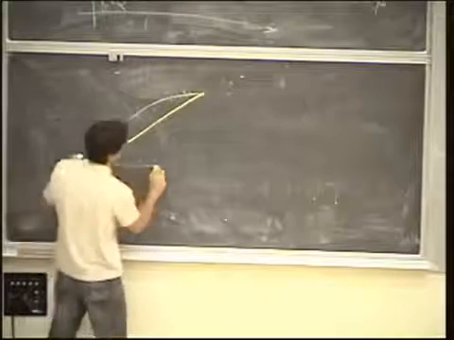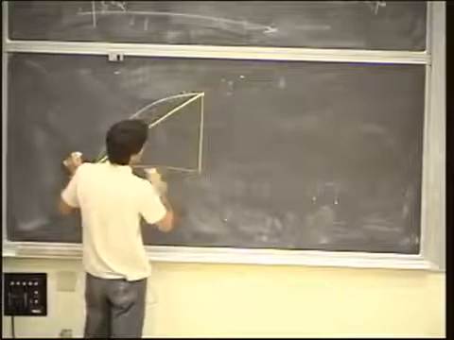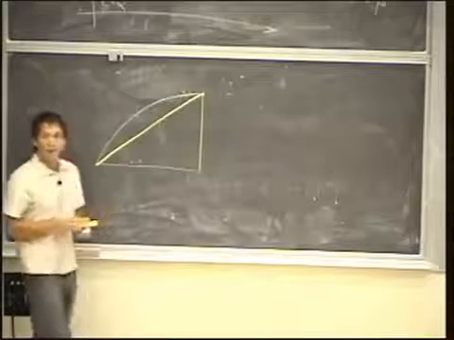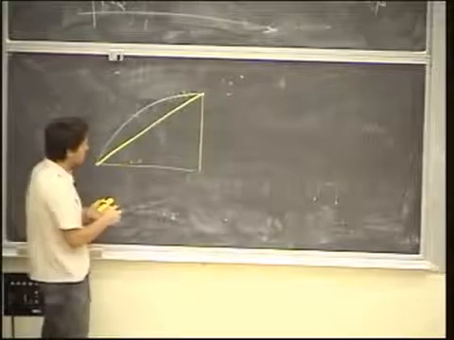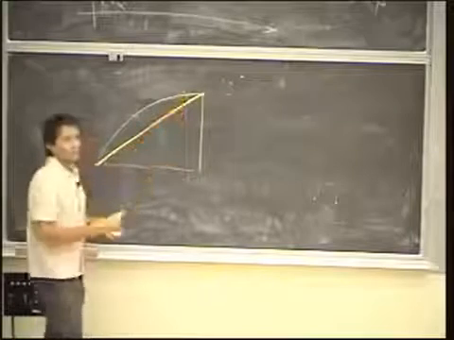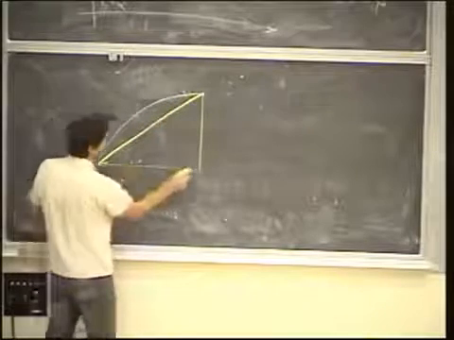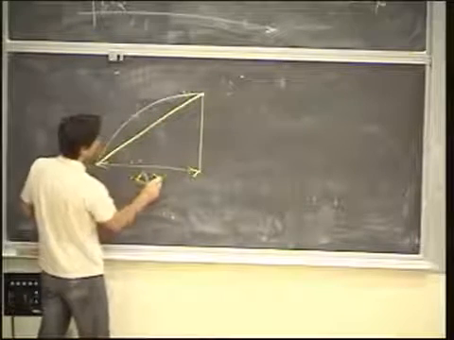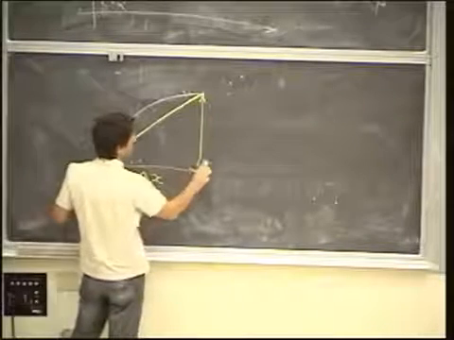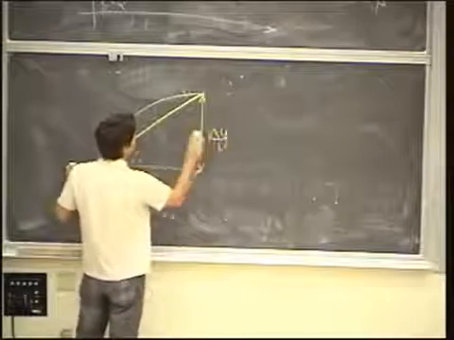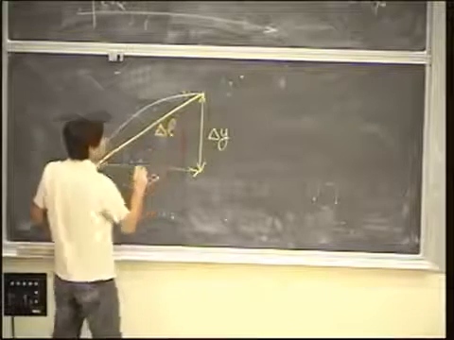Okay? And so then we approximate the length of this segment by the length of the straight line segment. And that we can easily compute from the Pythagoras theorem. This would be the displacement delta x, displacement in x. This would be displacement in y. And this would be delta L.